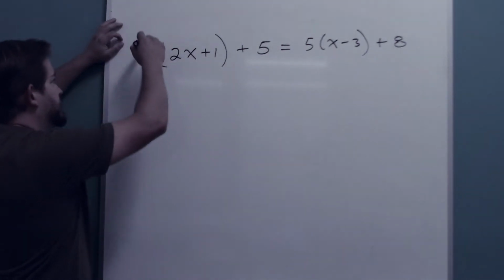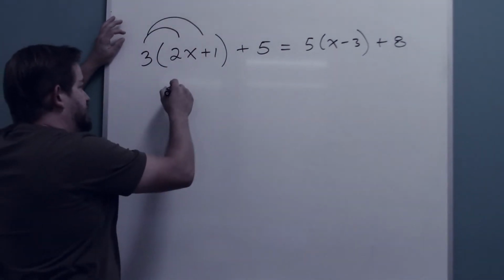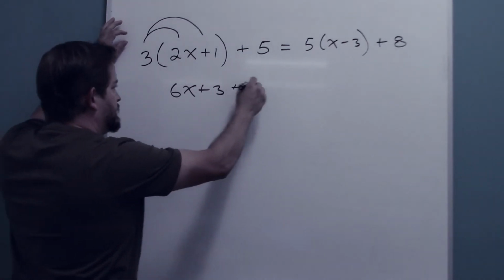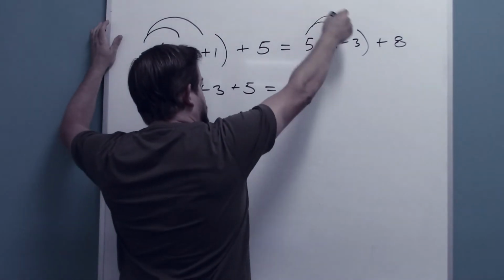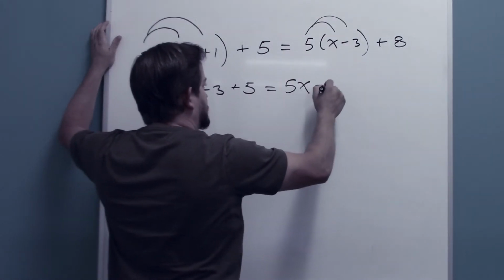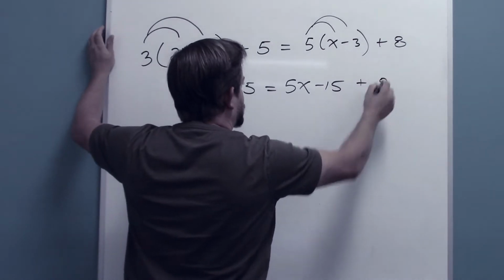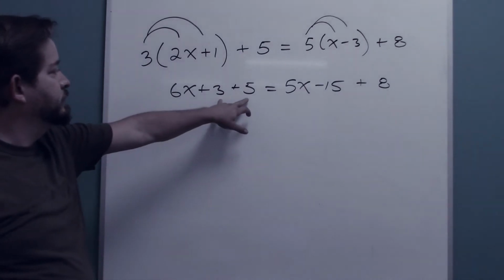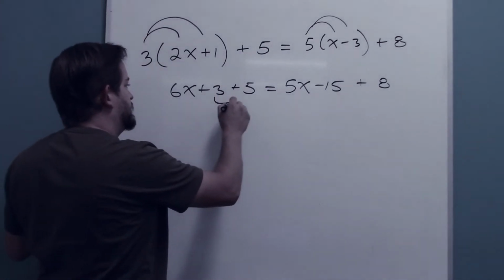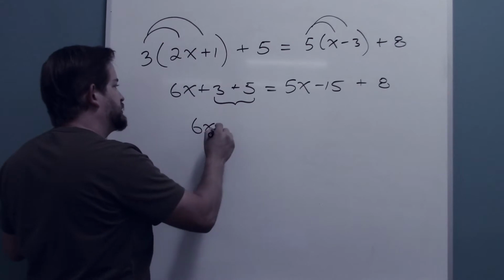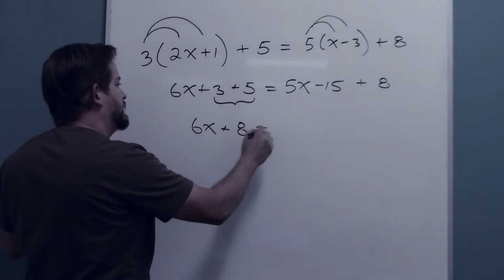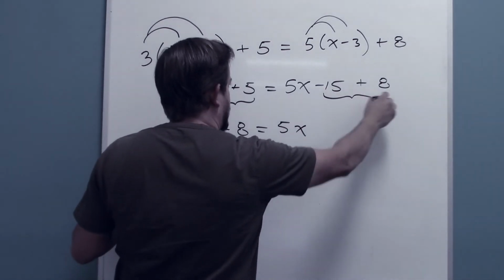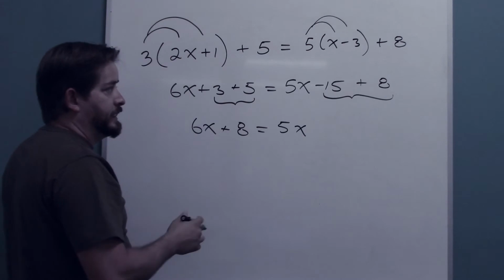So I'll distribute. This becomes 6x plus 3, still plus that 5. Distribution over here says I have 5x minus 15, and then still plus that 8. And then I go to the next step, which has to combine like terms. I have like terms that I can combine. So this gives me 6x plus 8 is equal to 5x. And on the other side here, I've got negative 15 that I can combine with 8. That gives me minus 7.